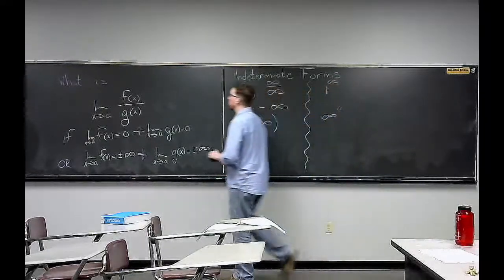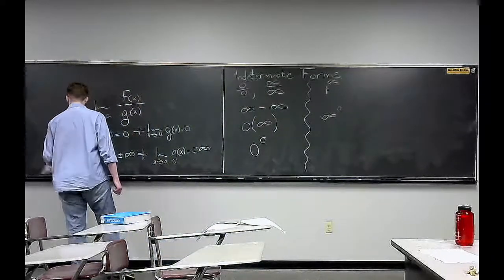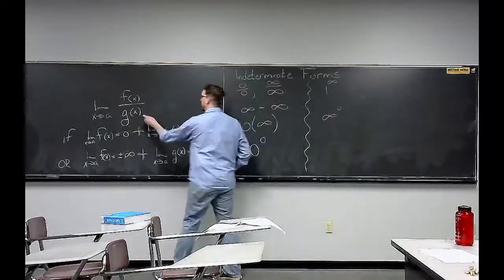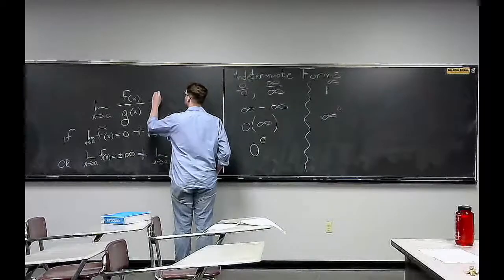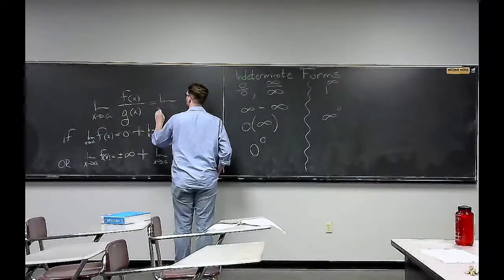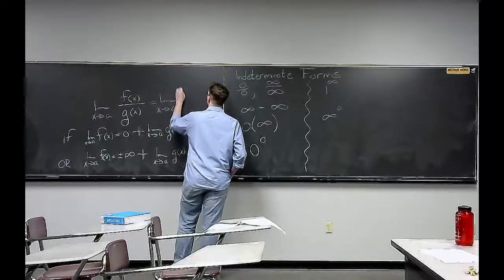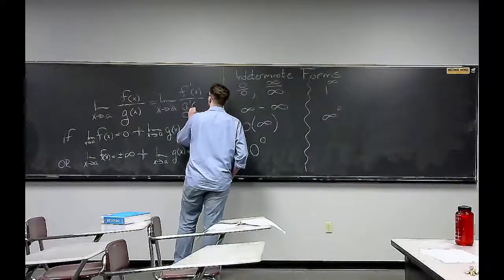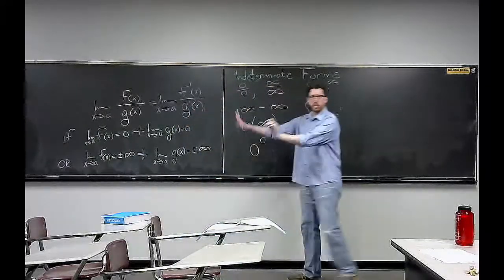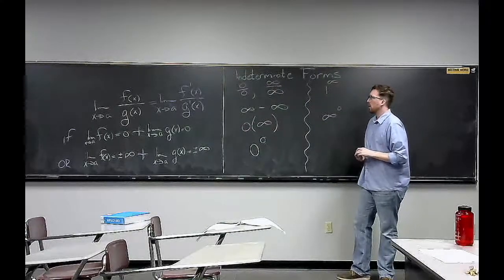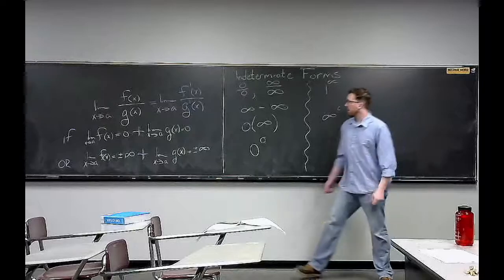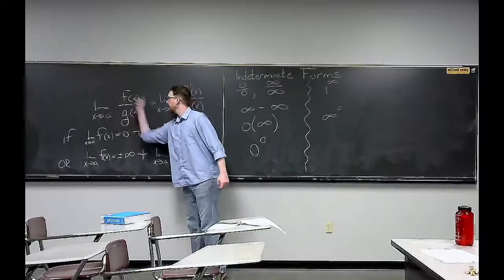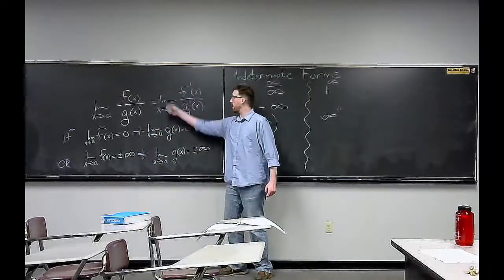Now, what L'Hopital's rule says exactly is, given that these conditions are met, this limit is equal to the limit as x approaches a of f prime of x divided by g prime of x. That's it. This is L'Hopital's. That's all it is. L'Hopital says if you get one of these two forms, then this is actually equal to this.